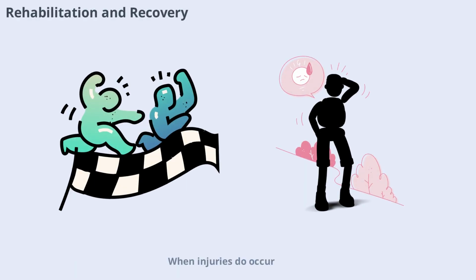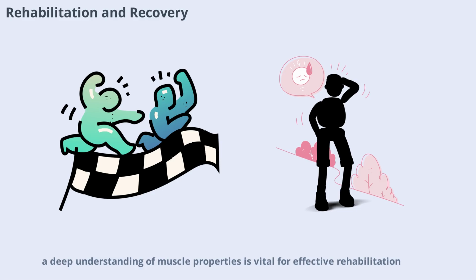When injuries do occur, a deep understanding of muscle properties is vital for effective rehabilitation. Therapists use knowledge of extensibility, elasticity, and tension development to design recovery programs that restore function and prevent future problems. Rehabilitation is a process that relies on both science and patience, helping individuals return to their best selves.